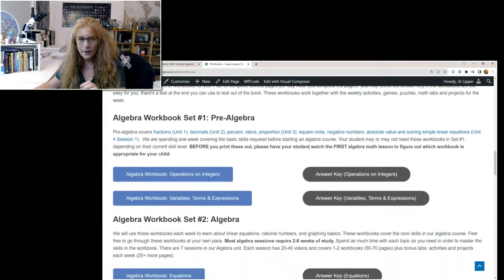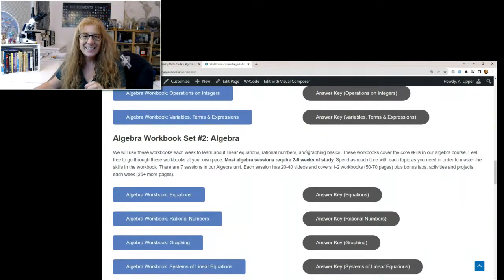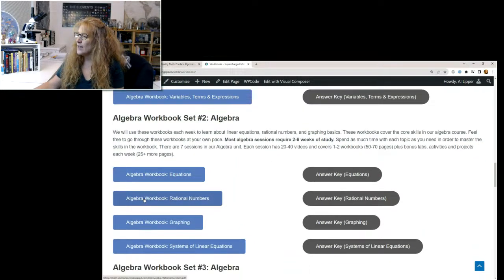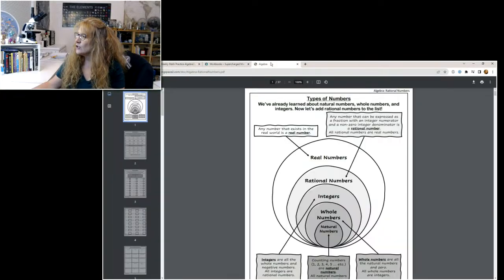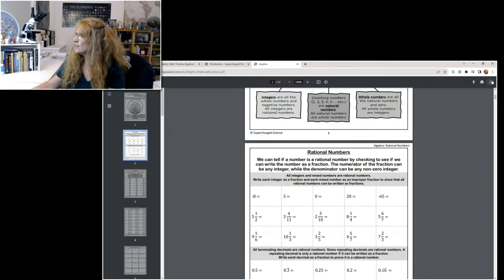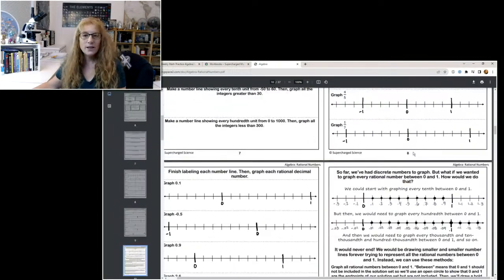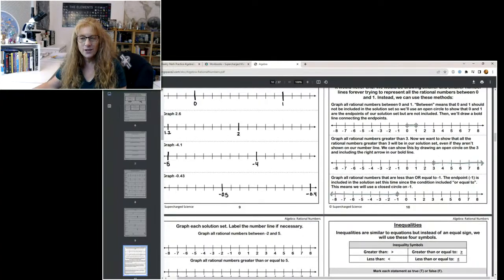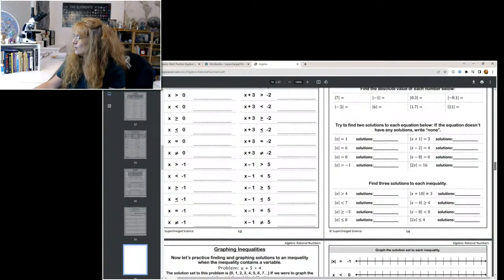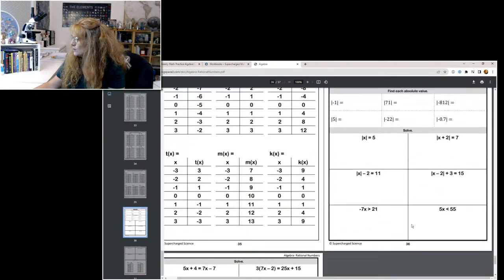So that's set number 1. We are currently in set number 2. Okay, so set number 2. Do you see where it says Algebra Workbook Rational Numbers? It's the second one here. And so you're going to download that. There are lots of pages to do. If you find it too easy, after you've worked through it, you're going to take the 2-page test at the back. It might be 3 pages, I forget.